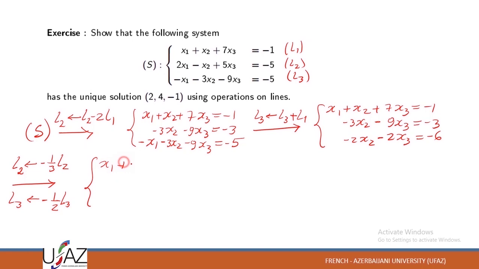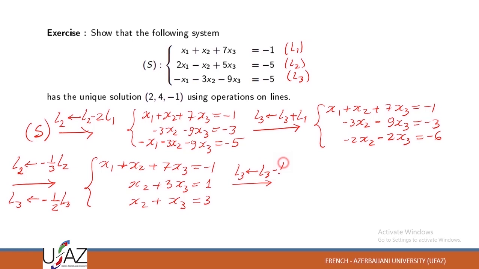x1 plus x2 plus 7x3 is minus 1, x2 plus 3x3 is 1, x2 plus x3 is 3. And then here I will cancel 1. To do this, I will use this elementary operation. Instead of the third row, I will write third row minus second row, and the system will be this. x1 plus x2 plus 7x3 is minus 1, x2 plus 3x3 will be 1, and here minus 2x3 will be 2.